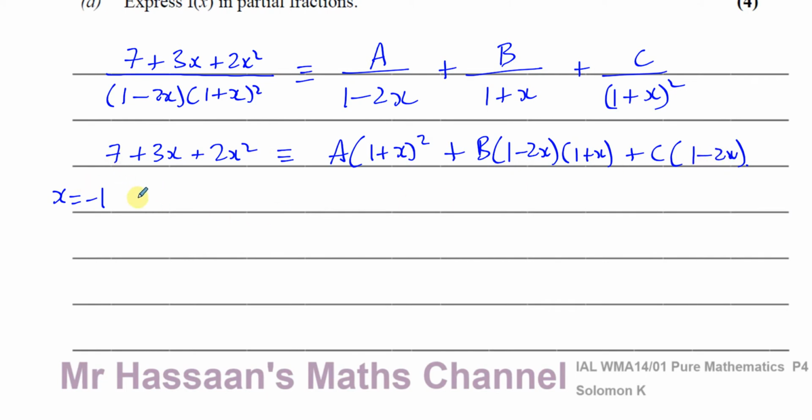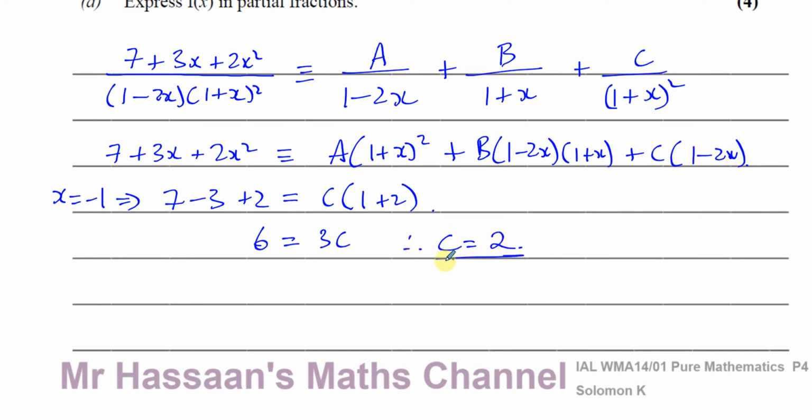So if I put x equals minus 1 into the whole thing, I have 7 plus 3 times minus 1, which is minus 3, plus 2 times minus 1 squared, which is 2 times 1, which is 2, is equal to c times 1 minus 2 times minus 1, which is plus 2. That gives me 7 minus 3, which is 4, plus 2, which is 6. So 6 equals 3c, therefore c is equal to 2. That's the value of c.